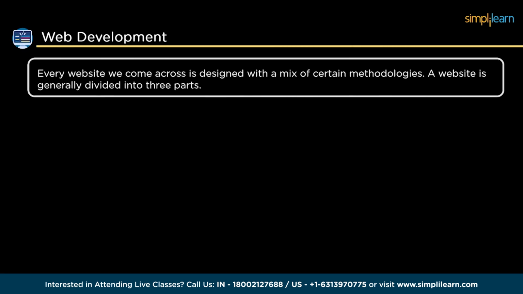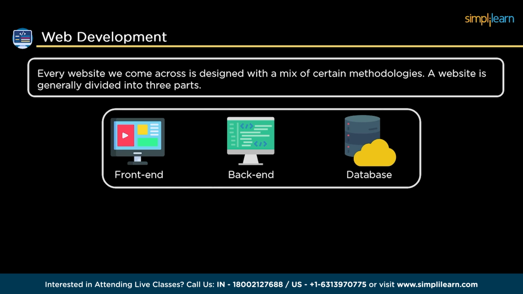Web development is the branch of computer science that deals with creating and maintaining a website or web application. Every website you come across is designed with a mix of certain methodologies. A website is generally divided into three parts. Front end, the section that is visible to everyone. Back end, the website section that is not accessible to the user. Database, where all the data of the website is stored.